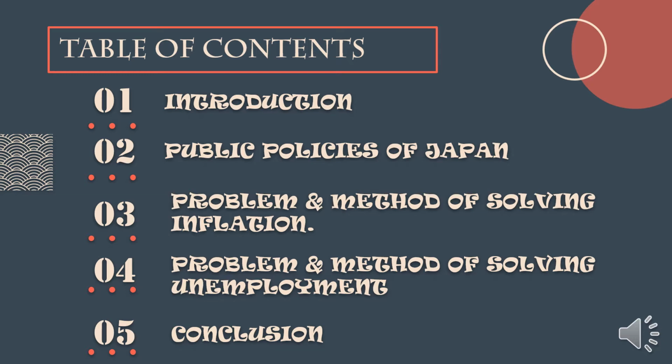We'll be explaining about public policies and microeconomic problems in Japan. In this topic, we will explain about the introduction, public policies of Japan, problem and method of solving inflation, problem and method of solving unemployment, and lastly, conclusion.